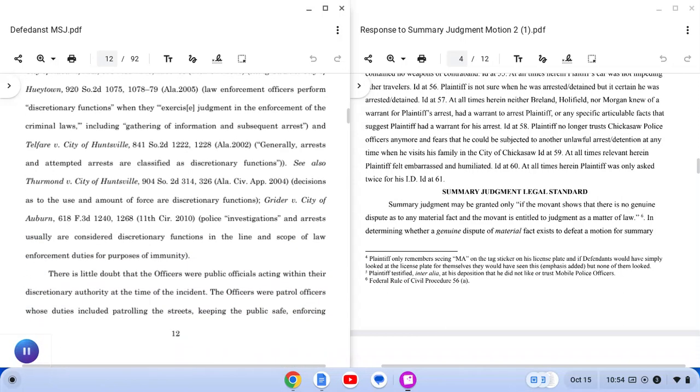Let's go down here. Law enforcement officers perform discretionary functions when they exercise judgment in the enforcement of the criminal laws, including gathering of information and subsequent arrests. And generally arrests and attempted arrests are classified as discretionary functions. Decisions as to the use and amount of force are discretionary. Police investigations and arrests usually are considered discretionary functions in the line and scope of law enforcement duties for purposes of immunity.